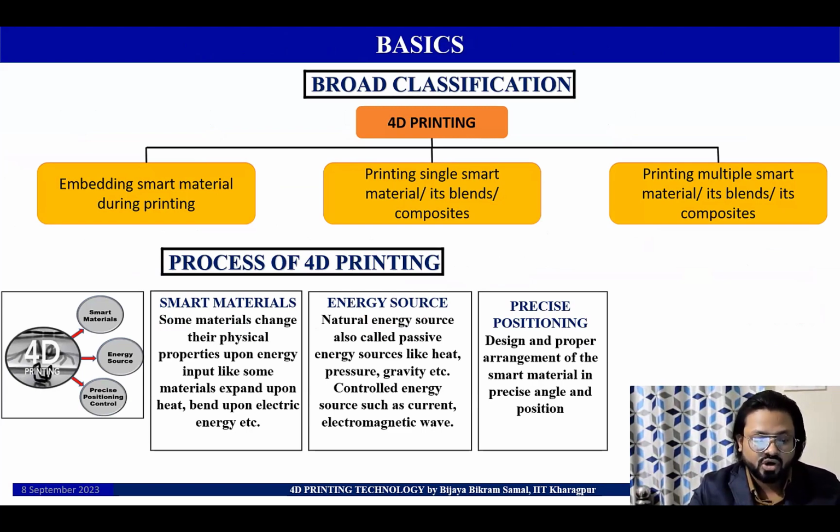Now coming to the process of 4D printing. The process starts with the selection of the right smart material. In the present study, I am considering a polylactide based shape memory polymer. Then comes the energy source. This energy source is nothing but the passive energy sources like heat, gravity, pressure. Here in my study, I am considering heat. Then comes the precise positioning, which we generally also call design for 4D printing. Here we can also consider some origami structures, auxetic structures, but for the present study, I am considering a bending and folding actuator.